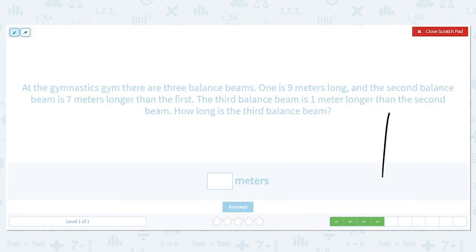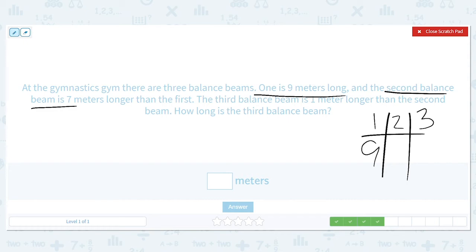Set it up. Over here is kind of my table where I take out the extra info and just worry about the numbers. So my top numbers are my beams. The first one is how long? 9. That's what we need to know to move forward. The second balance beam is 7 meters longer than the first. So I need the 9 from the first beam, and I will add it to the second beam to get the full length of the second beam. That equals 16.